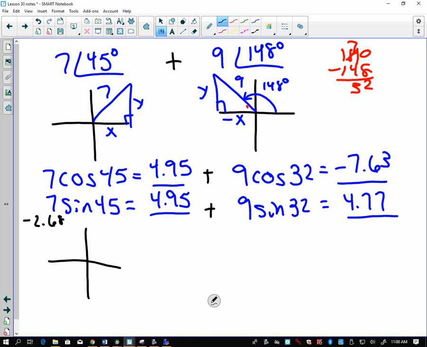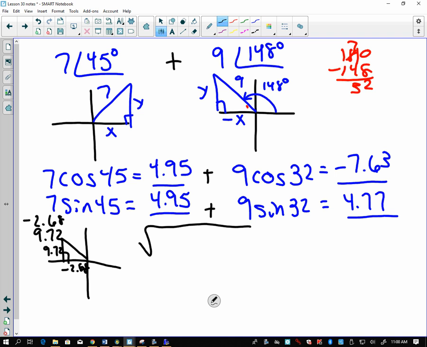So I see then that my resultant is going to be in the second quadrant then, right? Because what's 4.95 plus 4.77? Something like 9.72? Okay. So I know I'm up here then, negative 2.68, 9.72. Okay. So what I'm typing in here is not messing with the negatives because I'm looking at distance for the hypotenuse. I know it's hard to read.